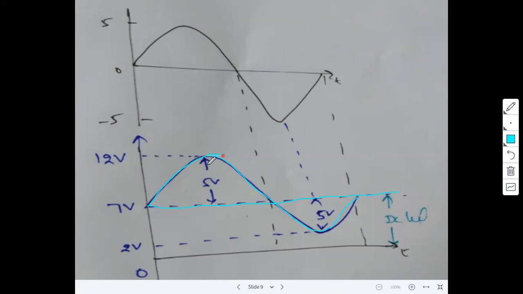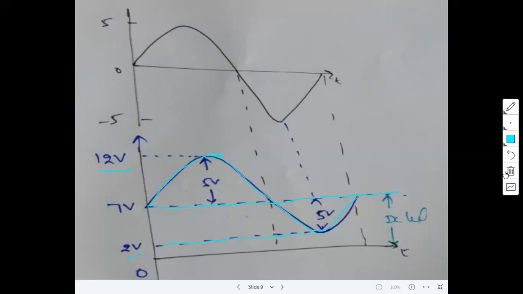This peak level is with reference to 0 volts. How much voltage? 12 volts. Why? Because up to here is 7, and 7 plus 5 is 12 volts. Now the negative peak is 5 volts below the 7 volts, so it is shifted to 2 volts. This is about the biased positive clamper.